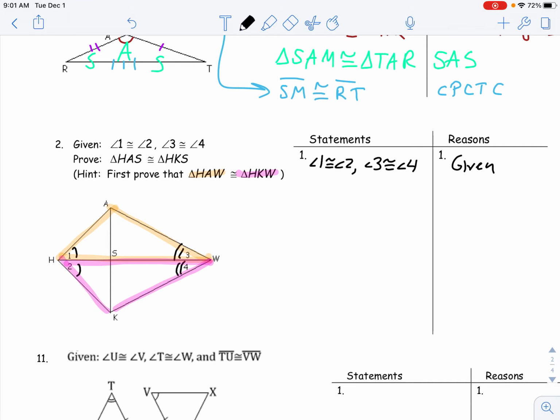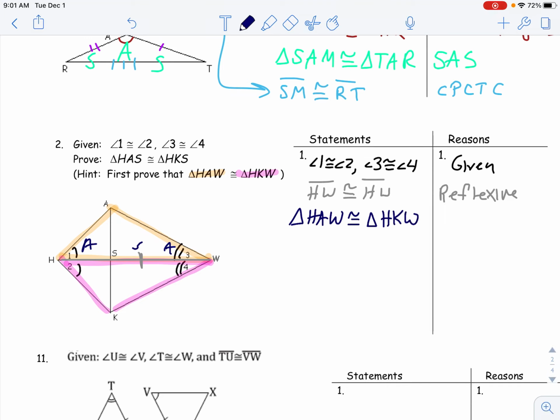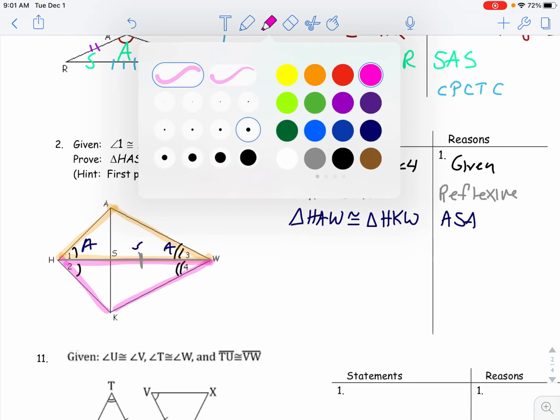Okay, well, just focusing on this orange triangle and this pink triangle, I can say HW is congruent to HW. They have this entire shared side right here. All right, that's congruent by reflexive. So in fact, I can say that these triangles are congruent now. How? An angle, a side, an angle. So I've done the hint. That's my hint. But it wants me to prove that triangle HAS is congruent to triangle HKS.